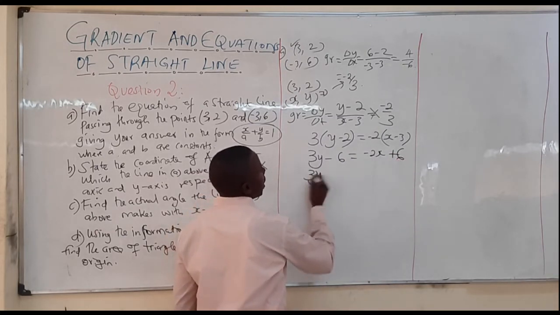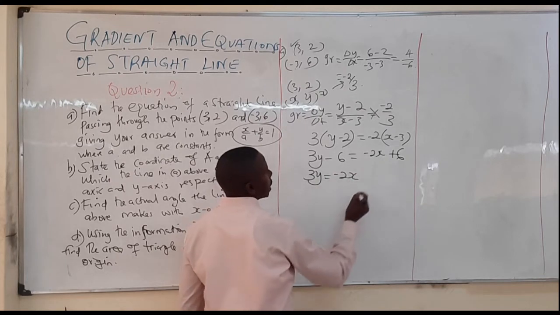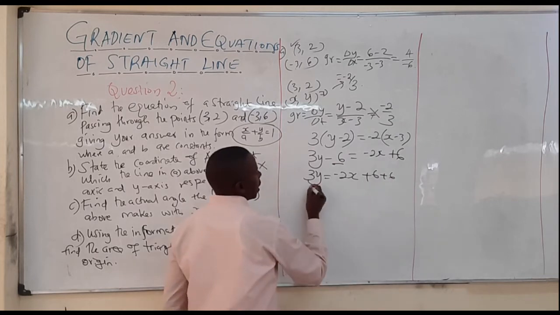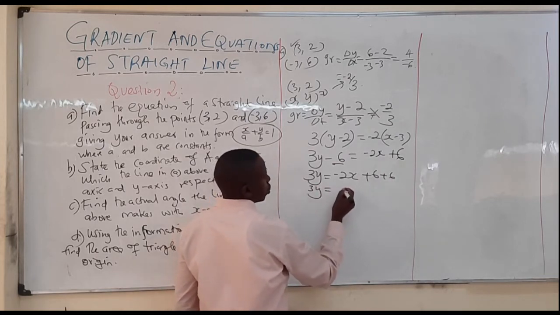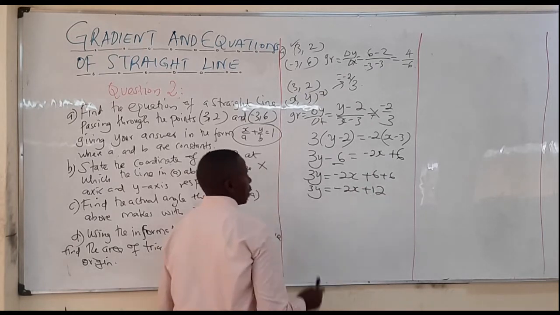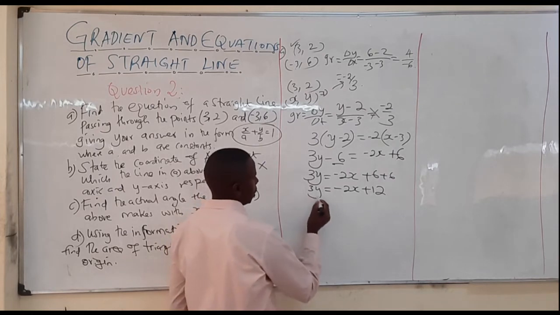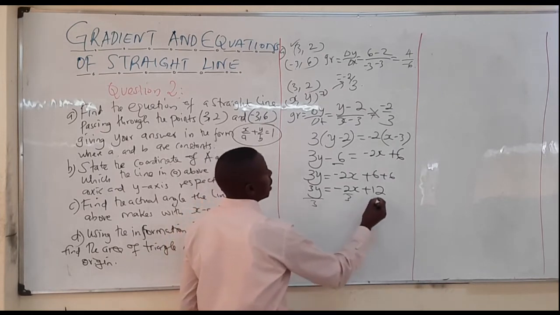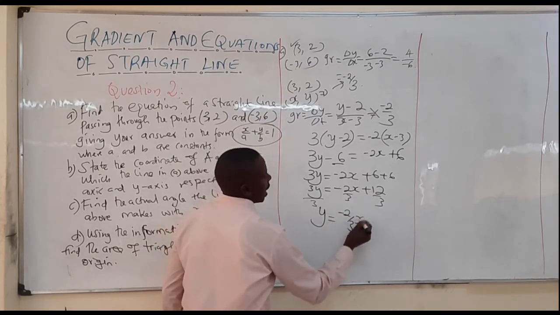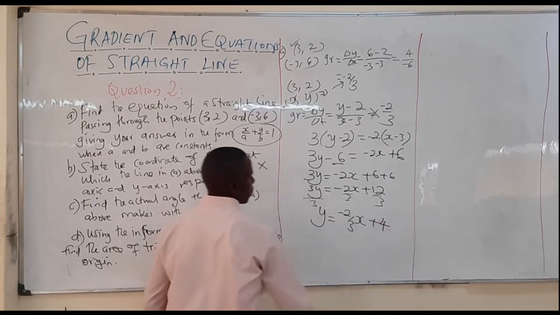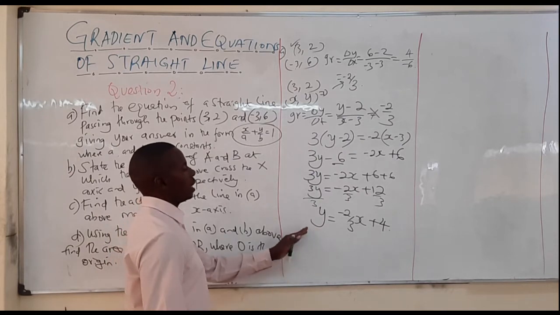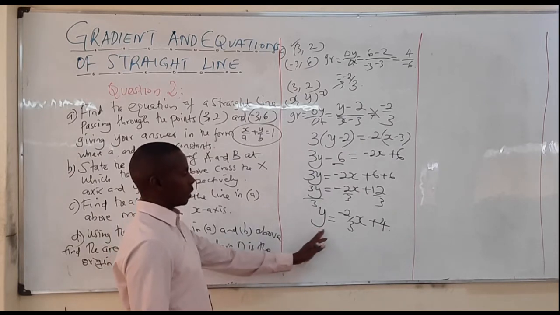Then 3y equals minus 2x plus 6, plus 6, take it to the other side, so it goes to plus 6. Then 3y will be equals to minus 2x plus 12. Then you write it in the form y equals mx plus c. You divide by 3 here. We have y equals minus 2 over 3 x plus 4. Now, we are not going to write the equation in that format, but that is the first step to get the equation in the form y equals mx plus c.